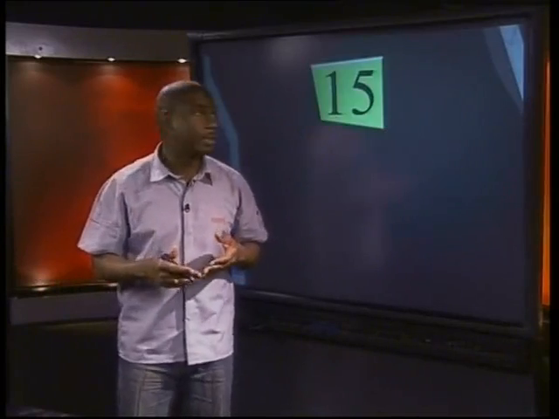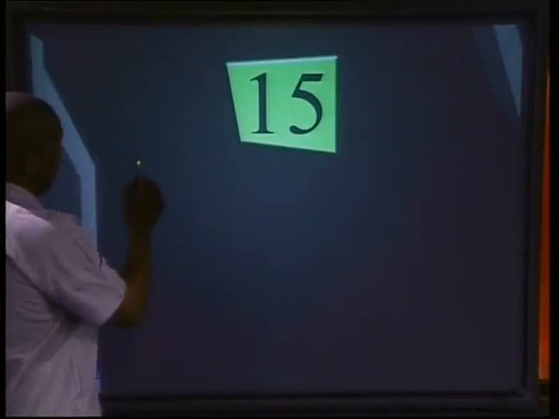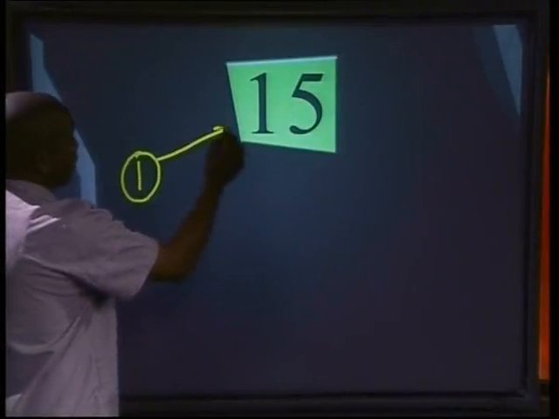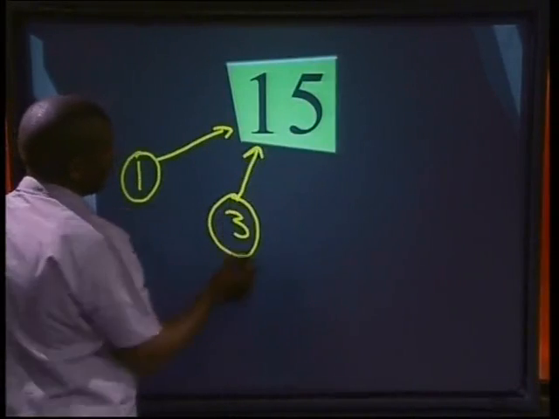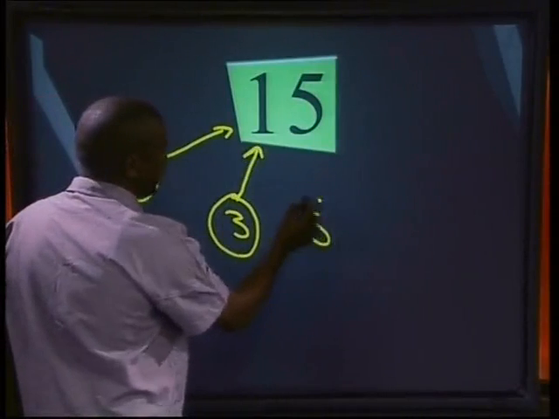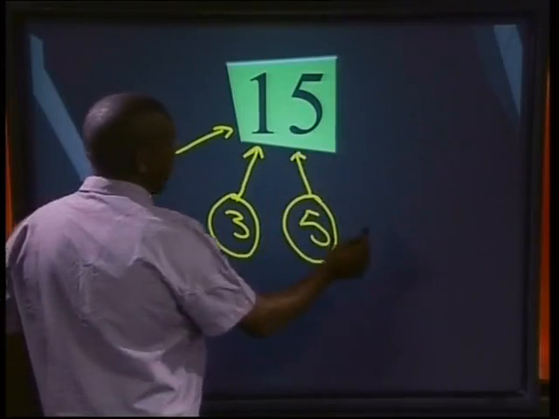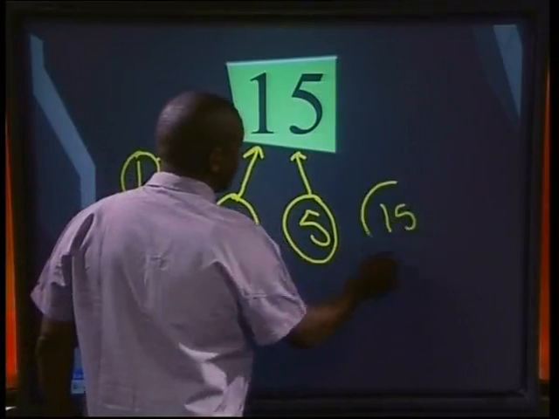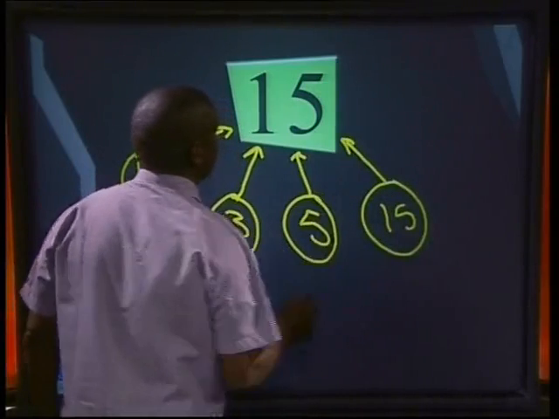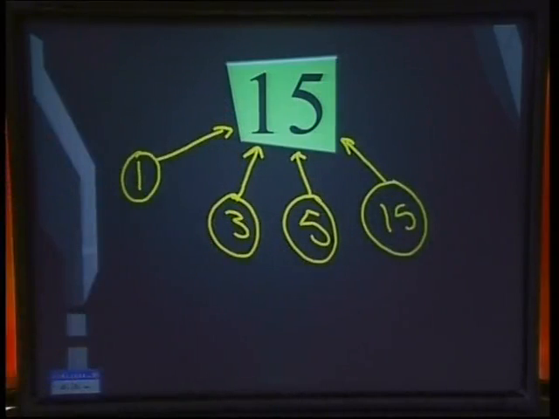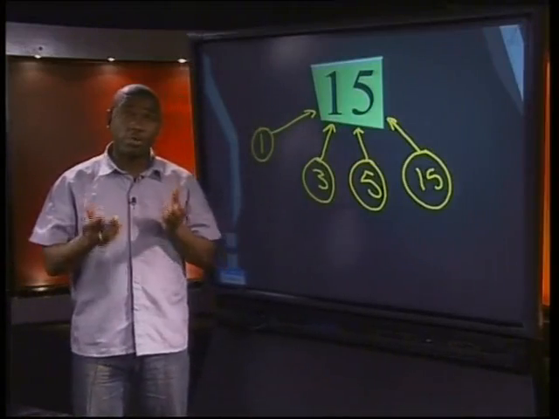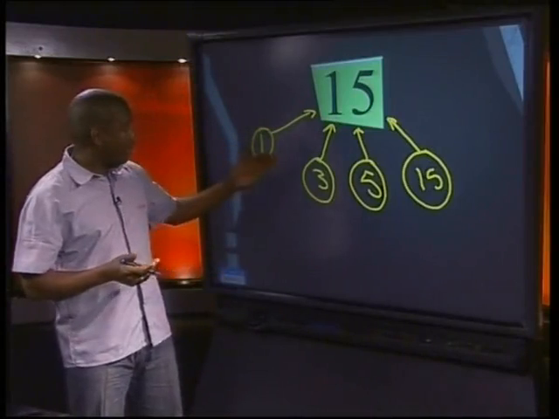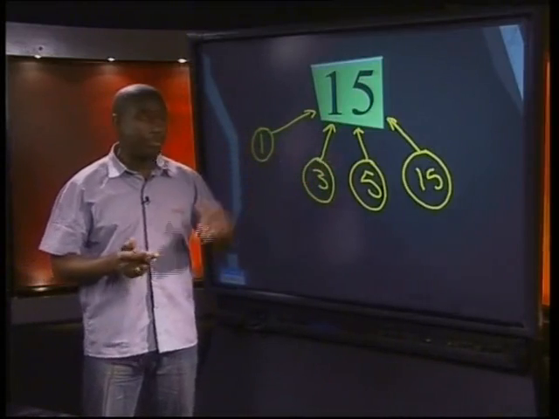What about 15? 1 can divide into 15. 3 can divide into 15. 5 divides into 15. And 15 divides into 15. 15 is not a prime number because it has 4 different factors: 1, 3, 5, and 15.